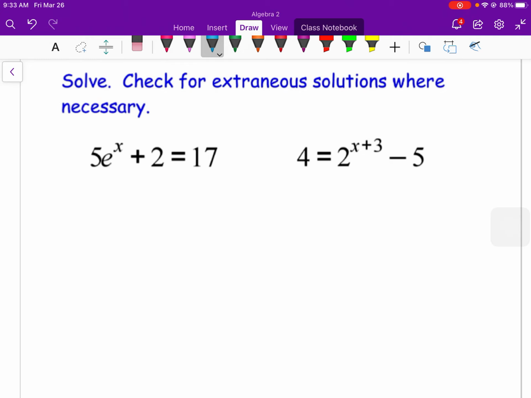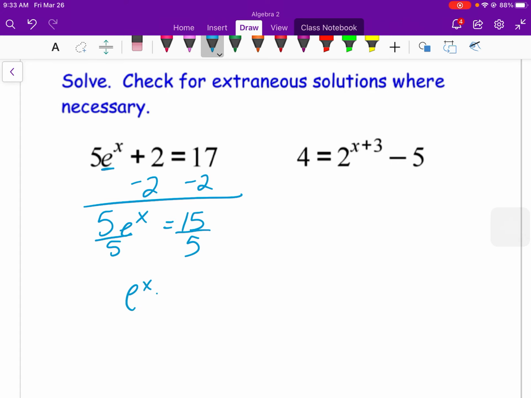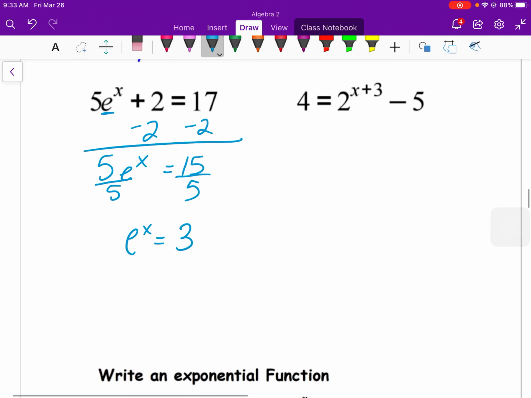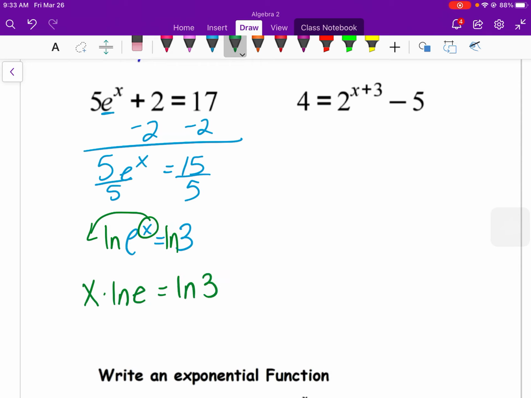A couple more solving. So I have to get this e to the x by itself. 5e to the x equals 15. Divide by 5. e to the x equals 3. If e to the x equals 3, I can take the ln of both sides. And then that comes out front. So x times the ln of e equals the ln of 3.